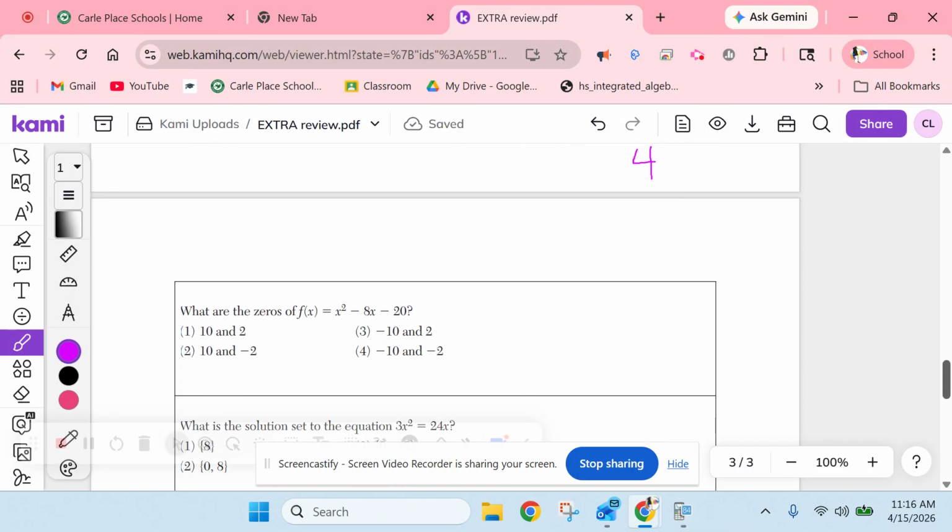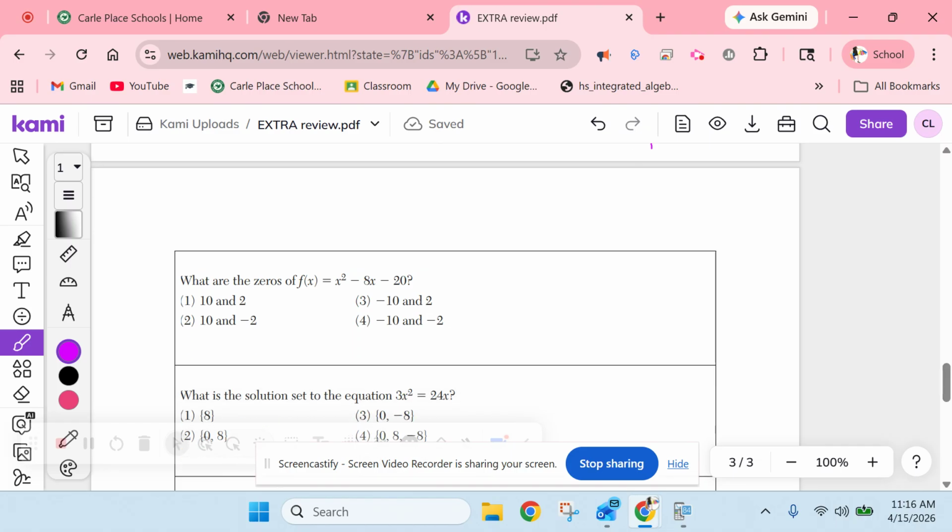Okay. All right, what are the zeros? You can factor it or you can use the calculator. If you factor it or use the calculator, this is going to look like this. It's going to cross here at negative 2, and it's going to cross here at positive 10. And you can just put that into the calculator. Type it into your y equals and look at the picture.